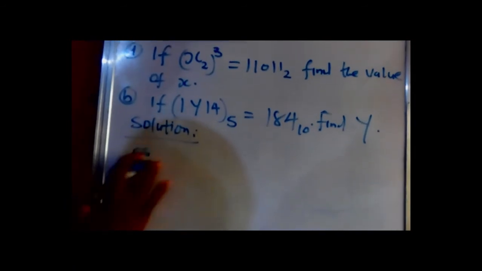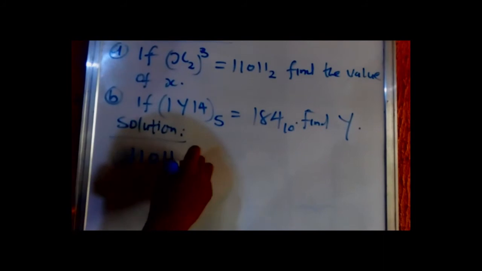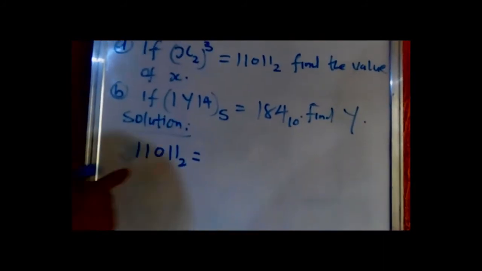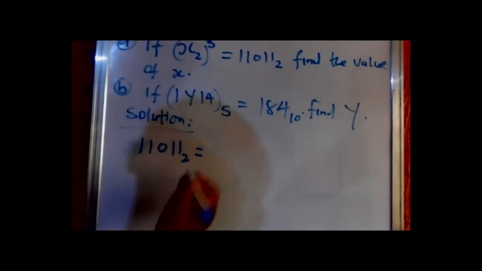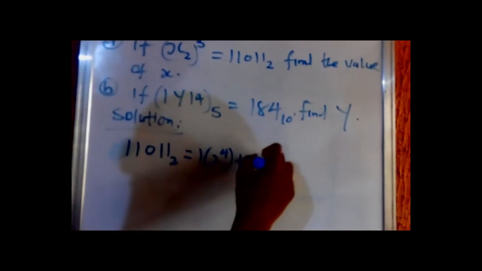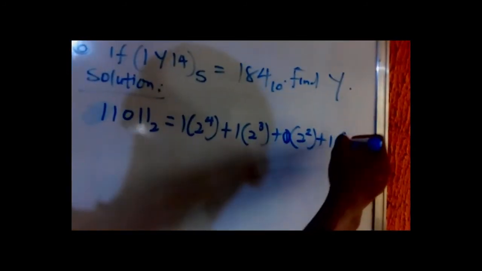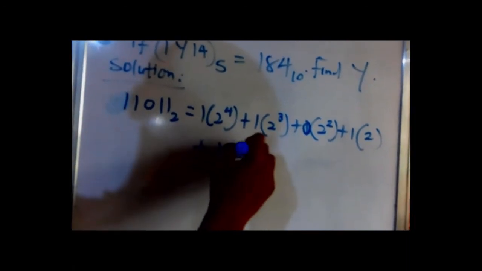So 11011 base 2. Now converting to base 10, the positions are 0, 1, 2, 3, 4. The highest power is going to be 4. 1 into 2 raised to power 4 plus 1 into 2 raised to power 3 plus 0 into 2 raised to power 2 plus 1 into 2 raised to power 1 plus 1 into 2 raised to power 0.